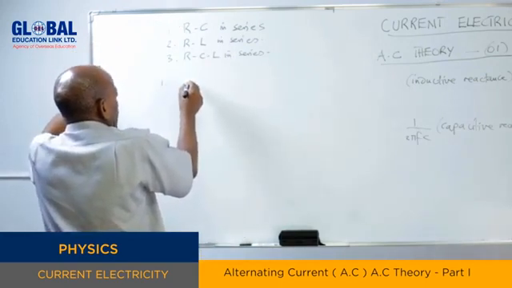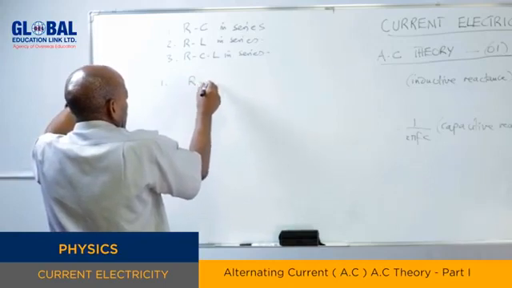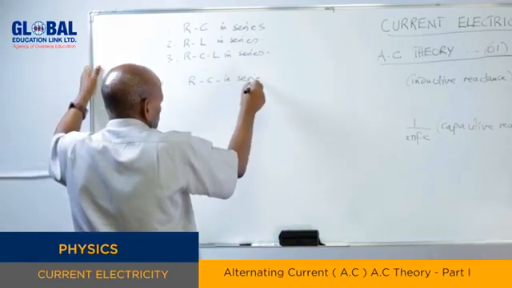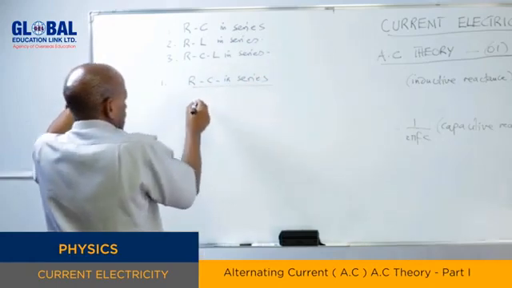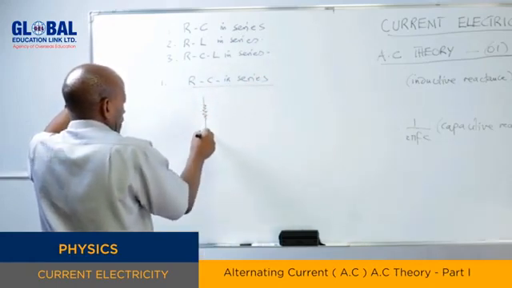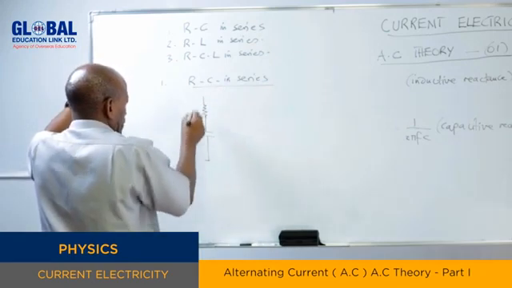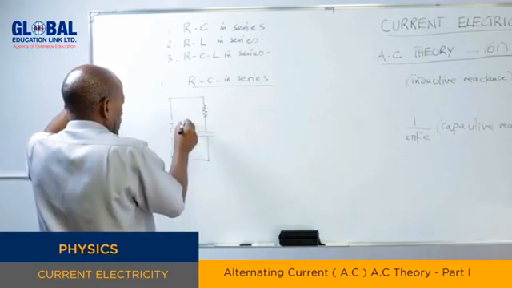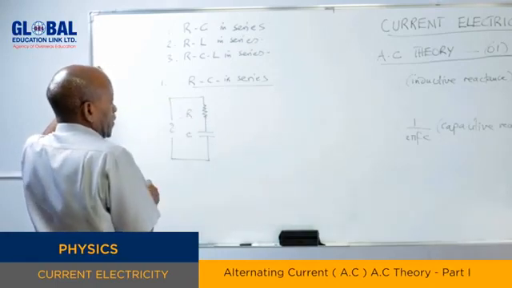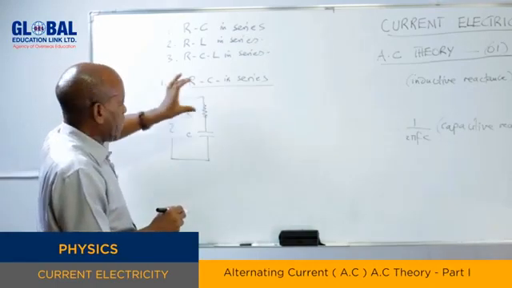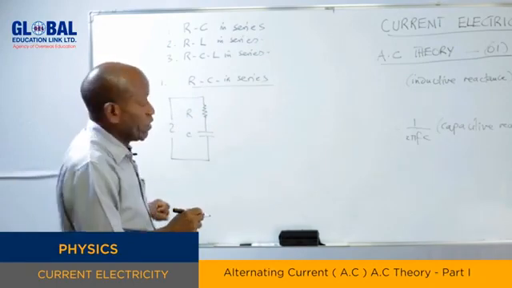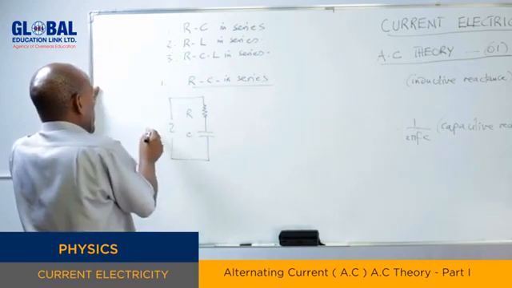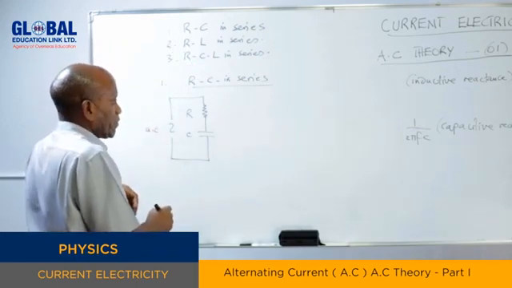Let's say I have a resistor and a capacitor connected in series across an AC source. So this is a capacitor and this is a resistor. We have a voltage across the resistor and a voltage across the capacitor. Remember, this is an AC source.